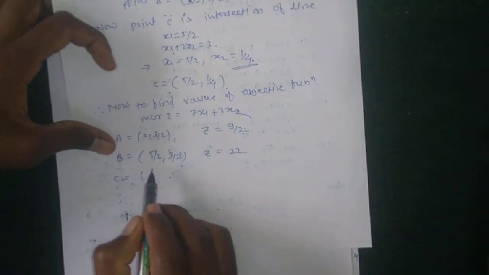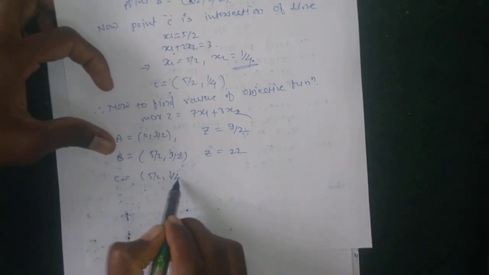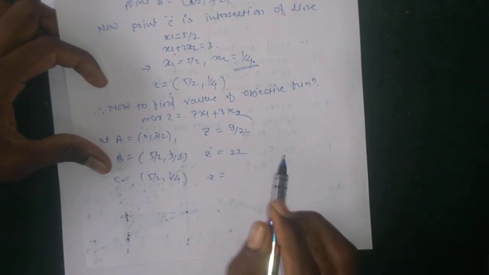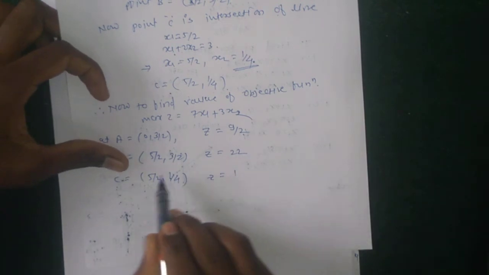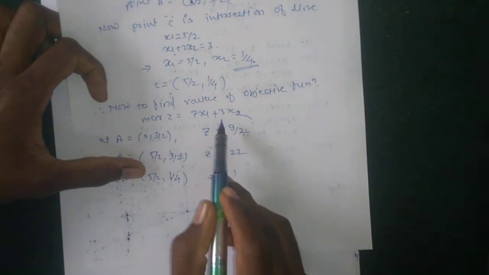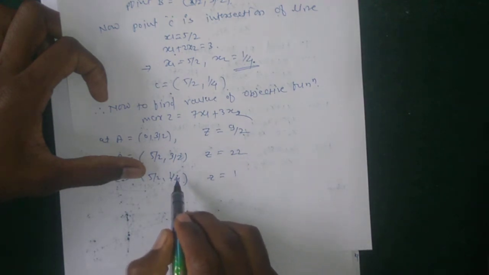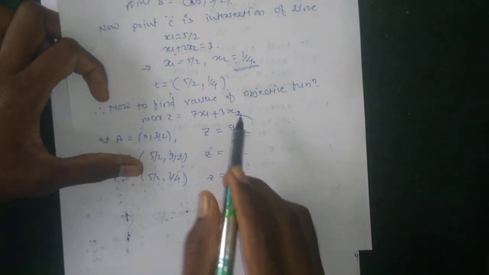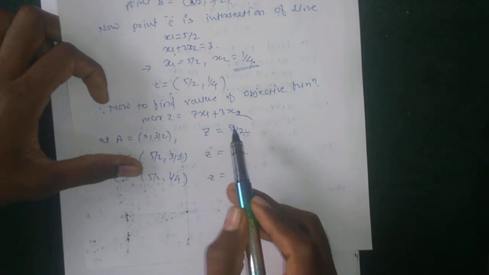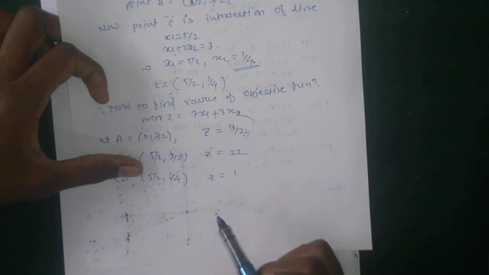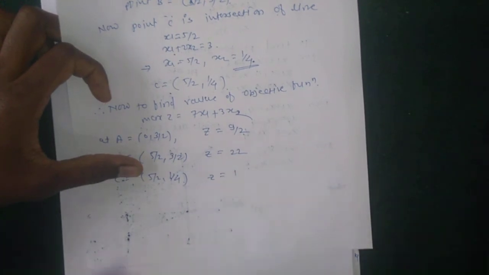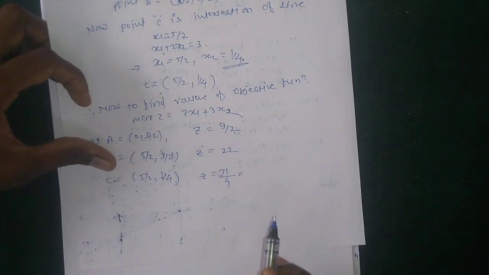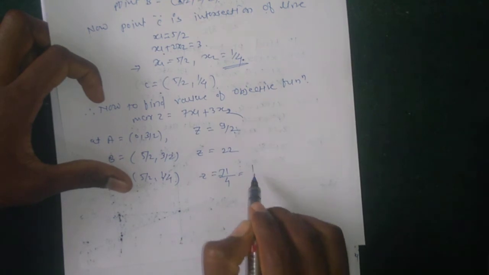Then at point C, (5/2, 1/4), the value of Z is 35/2 + 3/4, which gives 71/4.